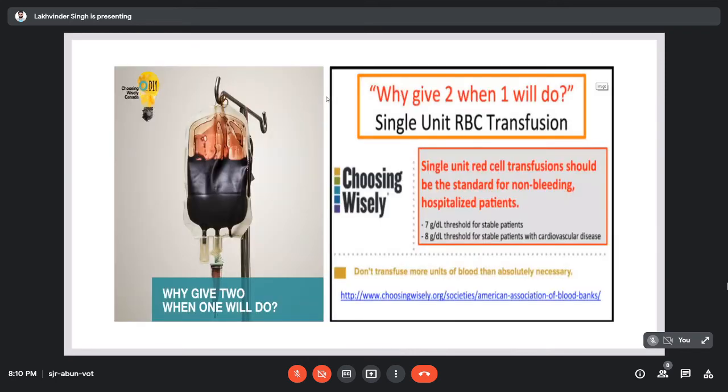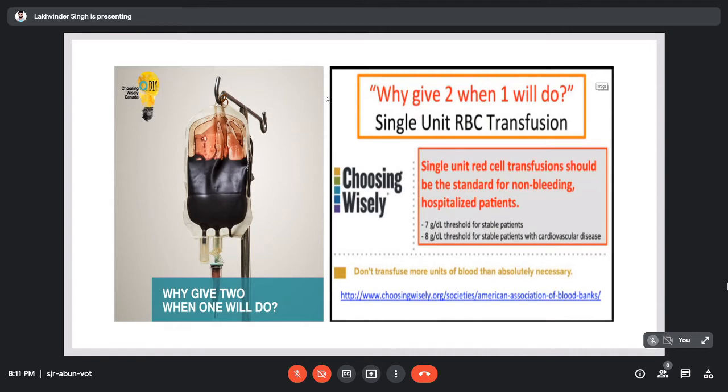So these are certain new things which have come up. They say for a hemodynamically stable patient, do not transfuse more than 1 unit. If the patient's HB is 5, transfuse 1 unit, see the response. If required, then transfuse a second unit, maybe next day or after some time. So why give 2 when 1 will do? Single unit red cell transfusion should be the standard for non-bleeding hospitalized patients.